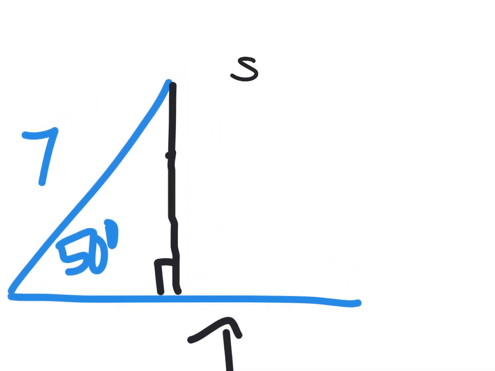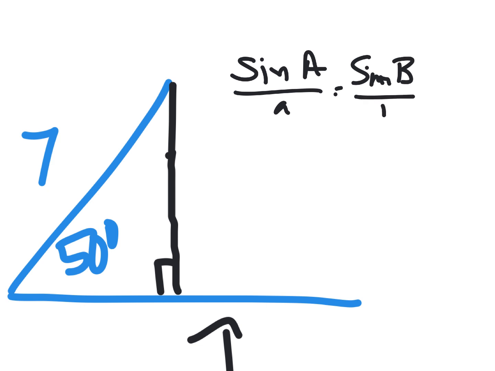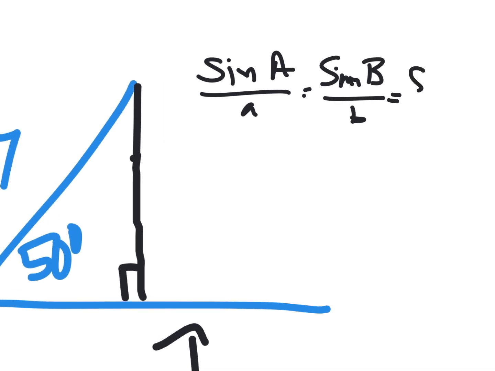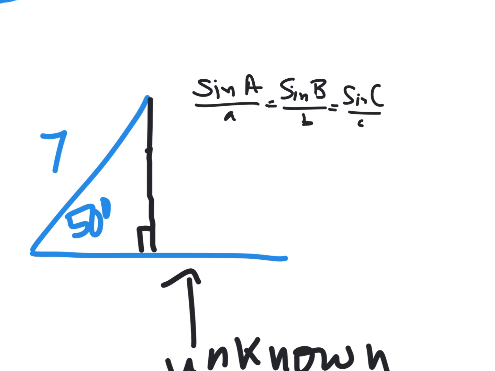I'm going to go sine of big A over little a equals sine of big B over little b equals sine of big C over little c. My sine got a little messed up there. Okay. Now, can I do this? Yep, I can, for sure. So, what do I want to find anyway? Let's find this side here.